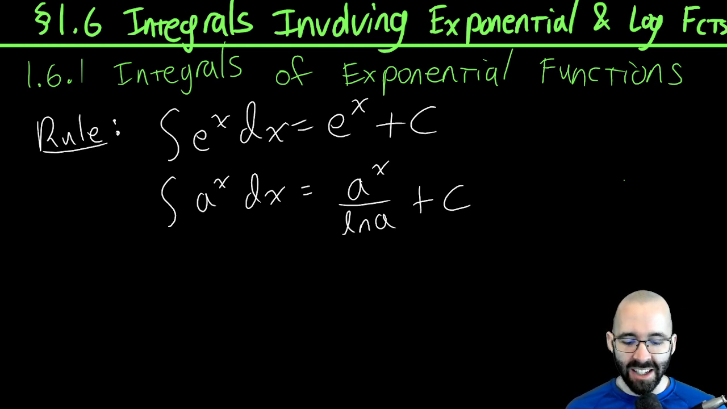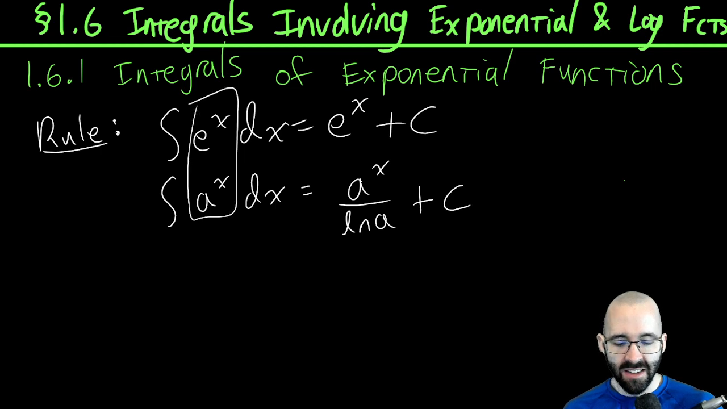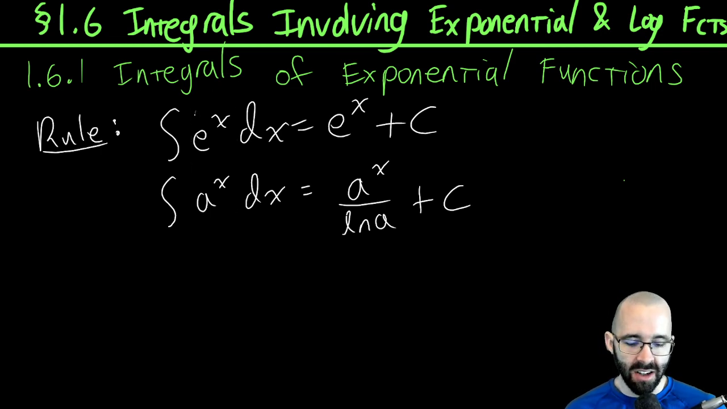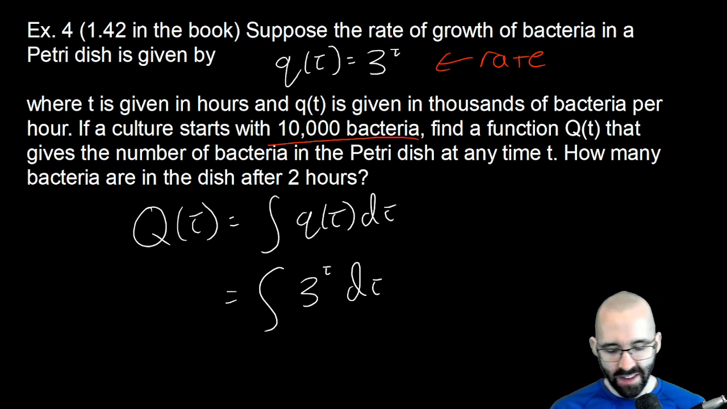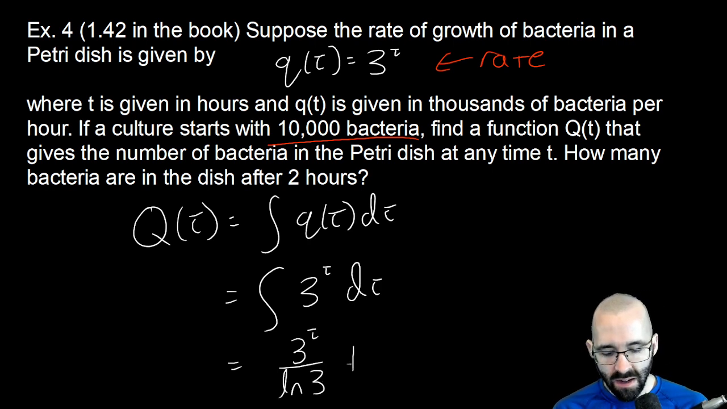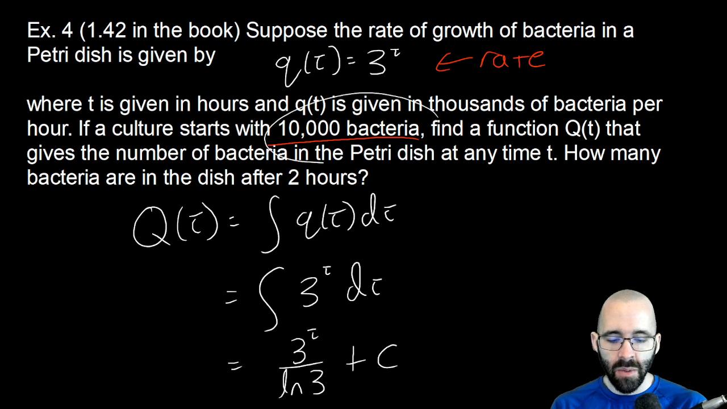In the case when a is just e, these become the exact same formulas because the natural log of e is just 1. So it becomes this upper formula. All right, so where were we? Oh, yes. The antiderivative here is just going to be 3 to the t divided by the natural log of the base. The base is 3. And then we use the starting value of 10,000 to solve for c.